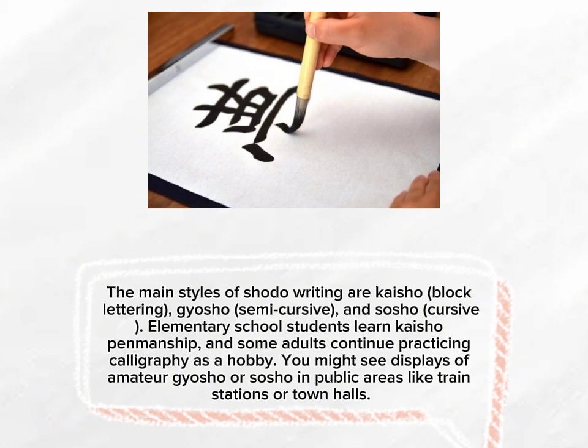The main styles of shodo writing are kaisho block lettering, gyosho semi-cursive, and sosho cursive. Elementary school students learn kaisho penmanship. And some adults continue practicing calligraphy as a hobby. You might see displays of amateur gyosho or sosho in public areas like train stations or town halls.